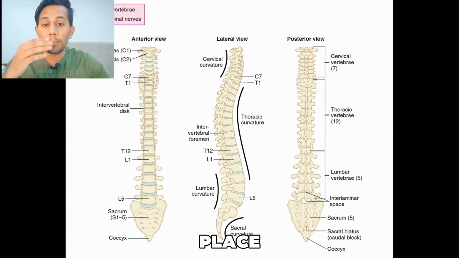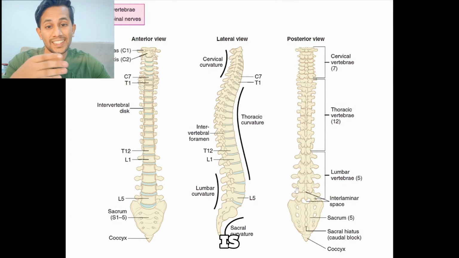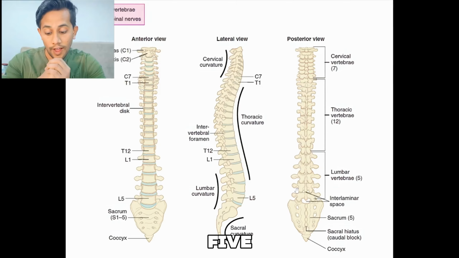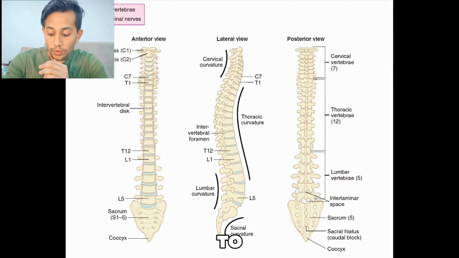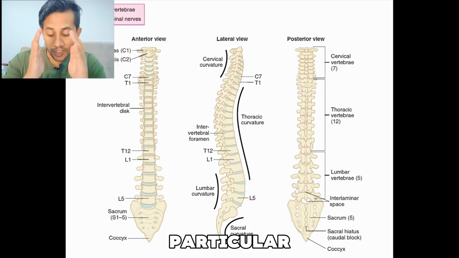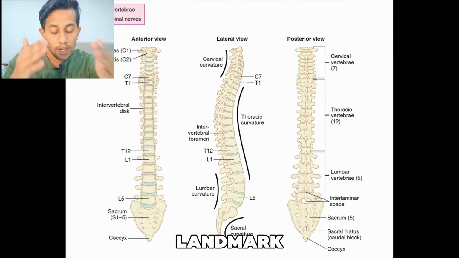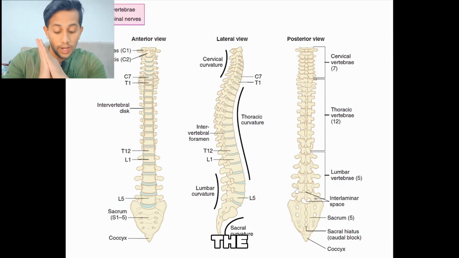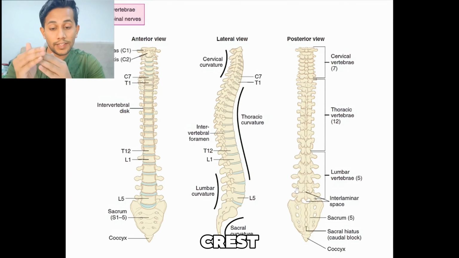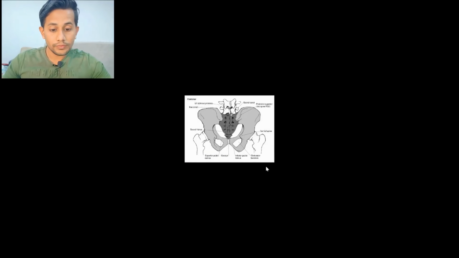The usual place to do a lumbar puncture is between L4 and L5. But how are you going to find that particular space? How will you recognize the lumbar L4 landmark? The process to do that is the top of your iliac crest. How? Let me show you.